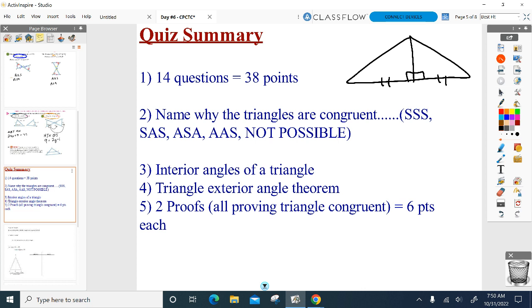Are the triangles congruent? If they are, tell me the reason. If the triangles are congruent, tell me the reason. All right. And not possible might be a reason.